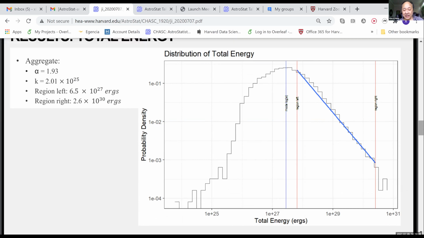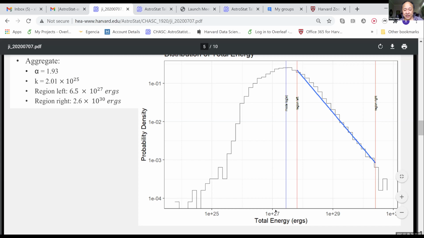What you're seeing here is a distribution of the observed number of flares on the sun, and the axis on this side is the total NH. So it's like how many, this is density, like how many flares you see at that NH level.